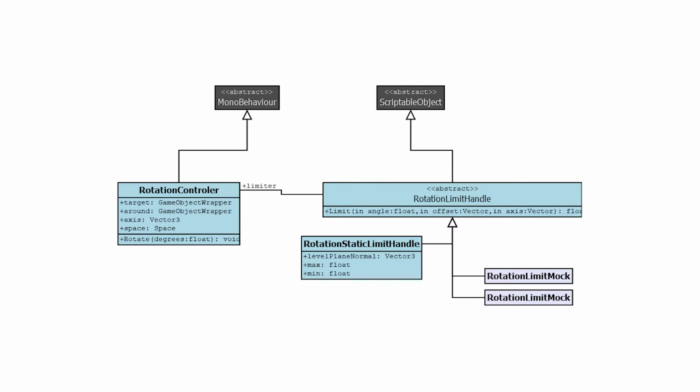We will create an abstract rotation limit handle that exposes one limit function. We then implement a rotation static limit handle that defines a zero elevation plane, and every vector within this plane can be used as a reference vector for a 0 degrees rotation. This class will make sure that a provided rotation will stay within the maximum and minimum range. Mock implementations can be used for testing. And finally, we then can plug in a limiter into a rotation controller to enforce those limits.